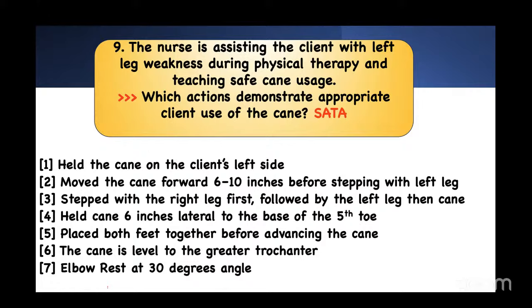Then go to number 1. Number 1 is wrong. It should be on the what? The stronger side, which is the right side. So that's wrong. Number 2 is right. You move the cane forward, then the weaker side starts with it. So that is good. And then number 3 is absolutely wrong. You can't move the stronger side first. You're going to fall down. And 4 is right. The cane is held closer to the little toe. And placing both feet together before advancing is not a good thing. So you shouldn't move with it.